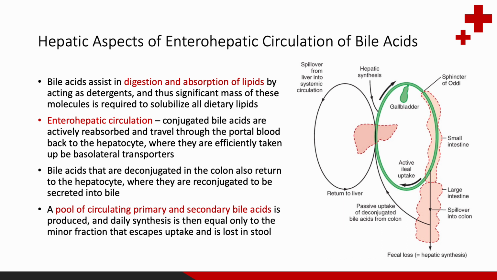Bile acids that are deconjugated in the colon also return to the hepatocyte, where they are reconjugated to be secreted into bile. And this way, a pool of circulating primary and secondary bile acids is produced, and daily synthesis is then equal only to the minor fraction that escapes uptake and is lost in the stool. The only exception is lithocholic acid, which is preferentially sulfated in the hepatocyte rather than being conjugated with glycine or taurine.